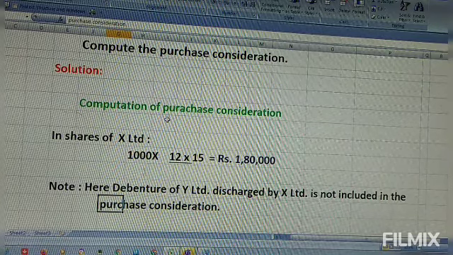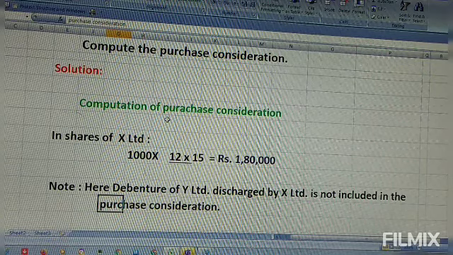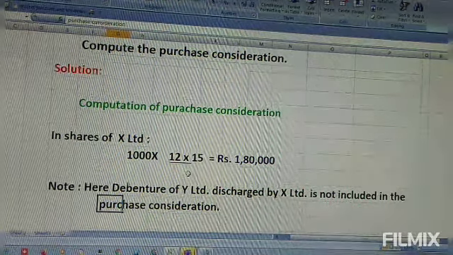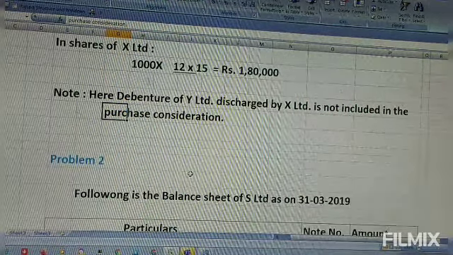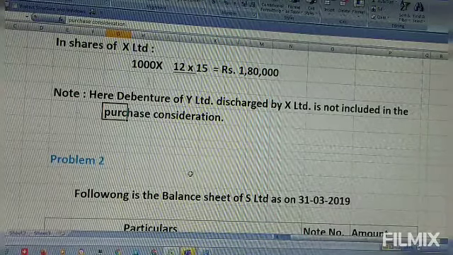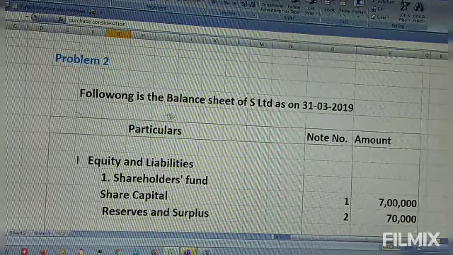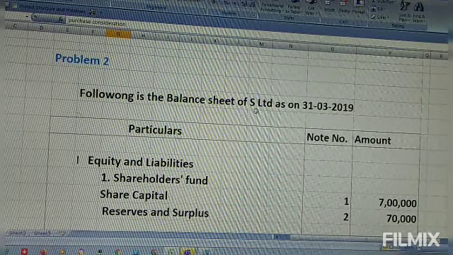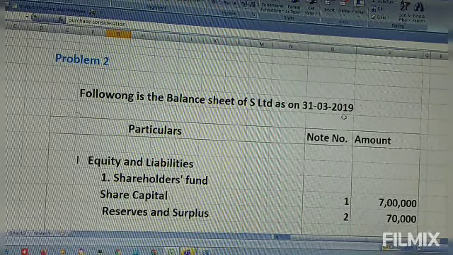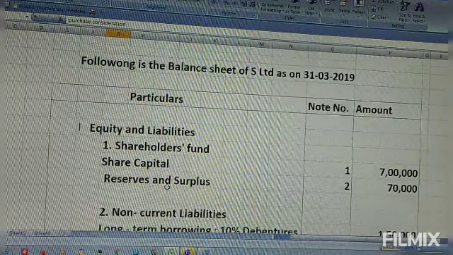Now one more slightly complex problem we'll take. It's not very complex, just a little more than this. Second problem we'll take, because we have taken very little time. Now let me continue. Take the second problem. Following is the balance sheet of S Limited as on 31st March 2019. So the balance sheet is given.